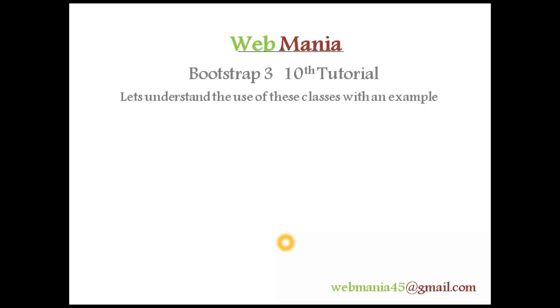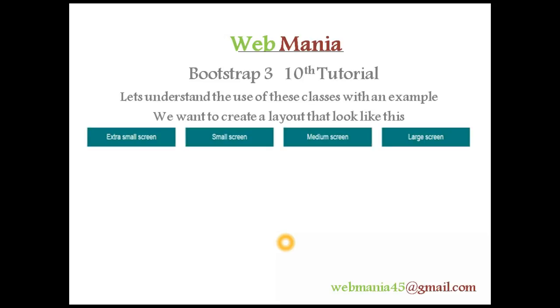Let's understand the use of these classes with an example. We want to create a layout that looks like this. Suppose it's our web page, and our web page consists of 4 equal columns on large screen. Our large screen consists of 4 equal columns in a row. Our medium screen consists of 3 columns in a row, our small screen consists of 2 columns in a row, and our extra small screen consists of only 1 column in each row.